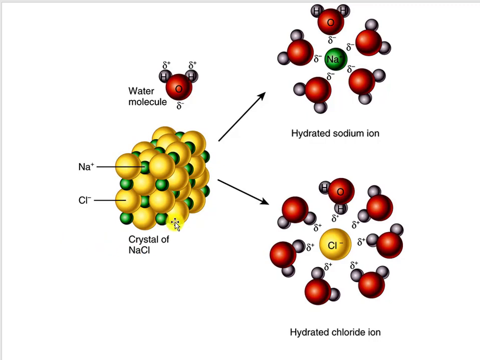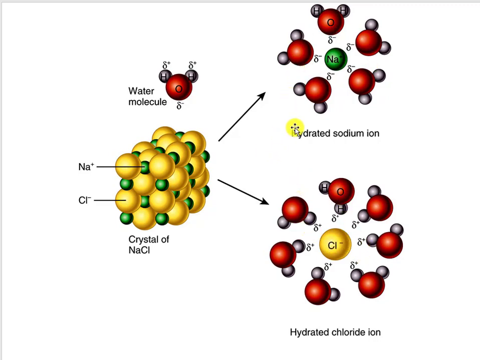Well, what does it mean to dissolve? It means that this crystalline structure of salt, sodium and chloride, in this case sodium is green and chloride ion is yellow. What ends up happening when you drop this in water, there's all these water molecules all over the place, and each sodium ion gets surrounded by water, and each chloride ion gets surrounded by water.